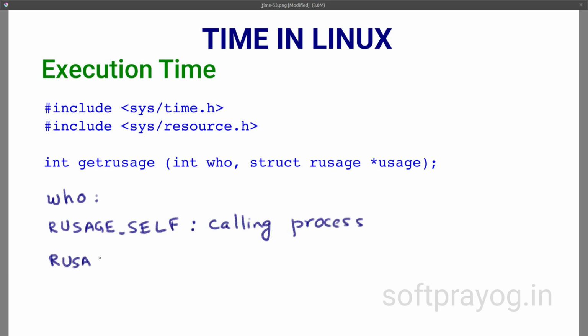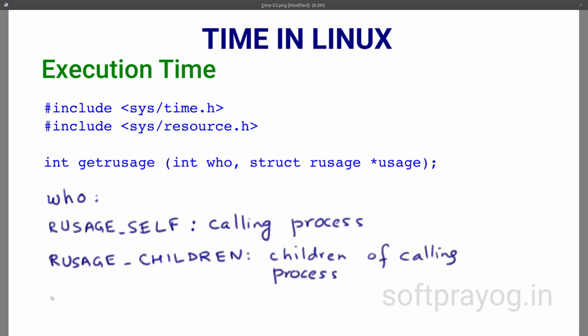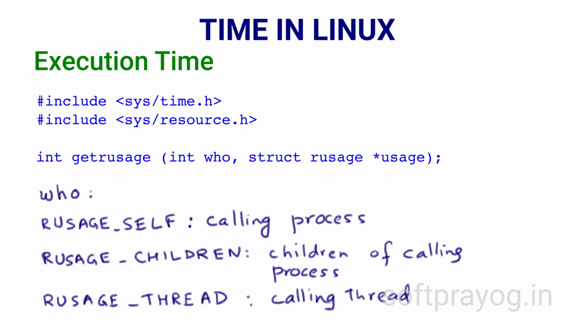If the value of who is RUSAGE_CHILDREN, the resource usage for all children of the calling process that have terminated and have been waited for is returned. The children include grandchildren and further descendants as well. The only condition is that they should have terminated and have been waited for. And finally, if who is RUSAGE_THREAD, the resource usage for the calling thread is returned.